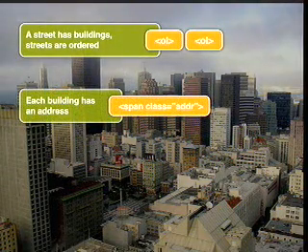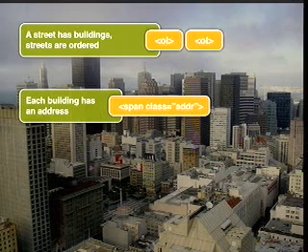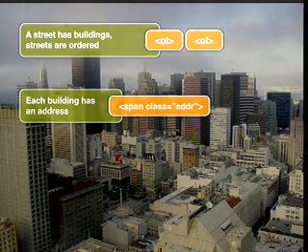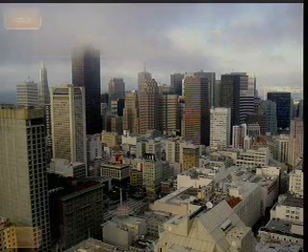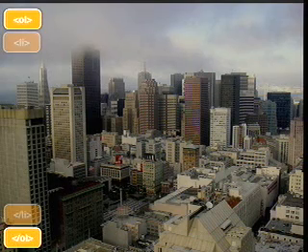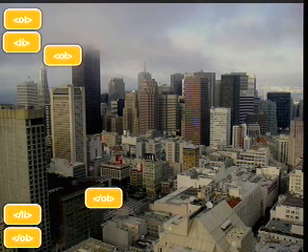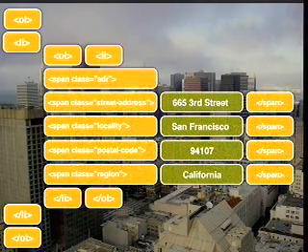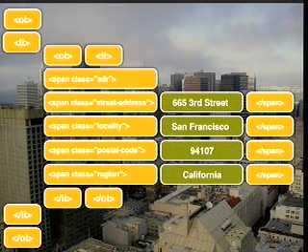But San Francisco, how would you mark up San Francisco? Well, if a street has buildings, streets are ordered. So we could use an ordered list. Each building probably should have an address. So I've added a span with a class of ADDR. So here's my unordered list and my list items. And I have a nested unordered list in which I actually go for the specific building. So my unordered list is my list of the different buildings.